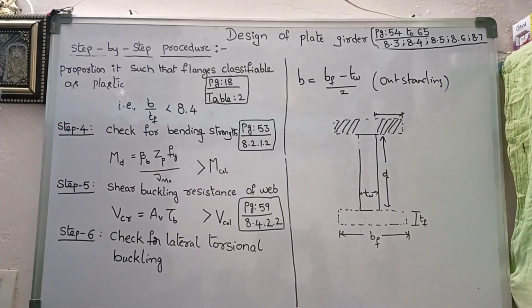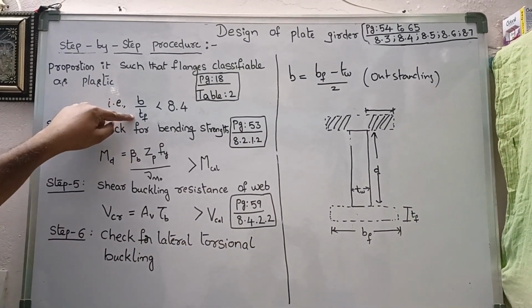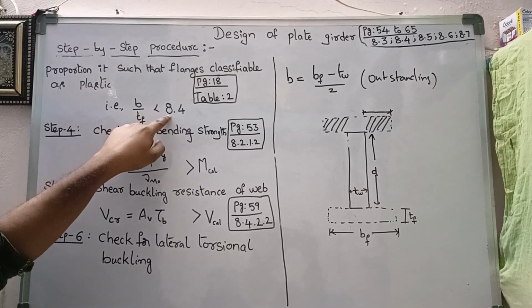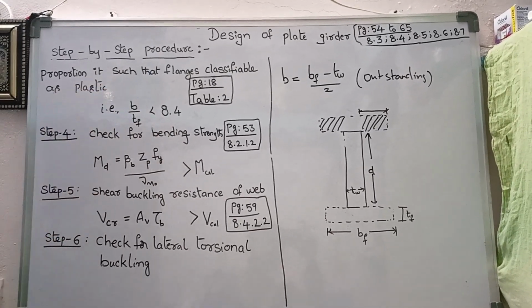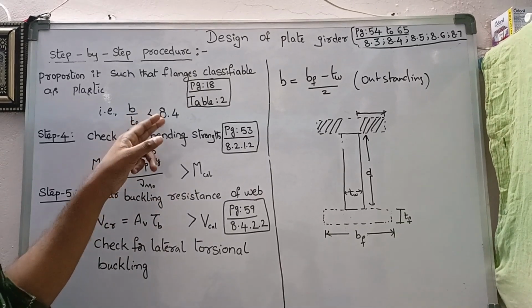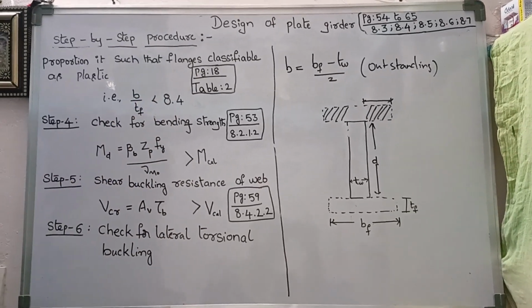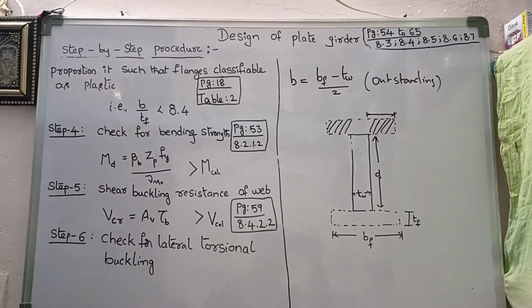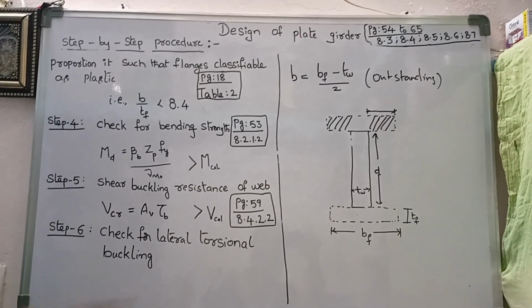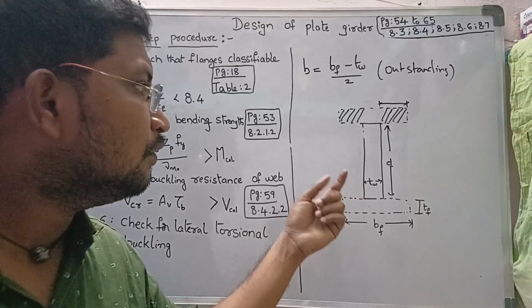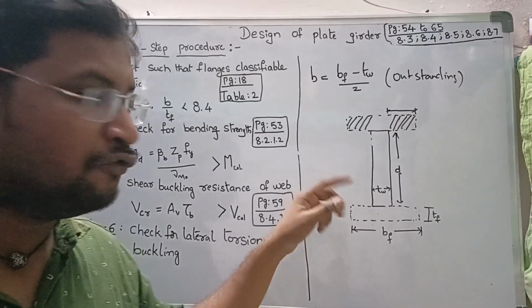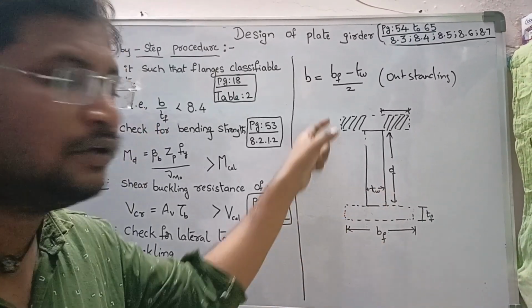Once we substitute b value and tf value, it should be less than 8.4. Okay, if it is not less than 8.4, we need to modify the thickness of the flange such that it should be less than 8.4. We have designed the plate girder which includes web and 2 flanges.